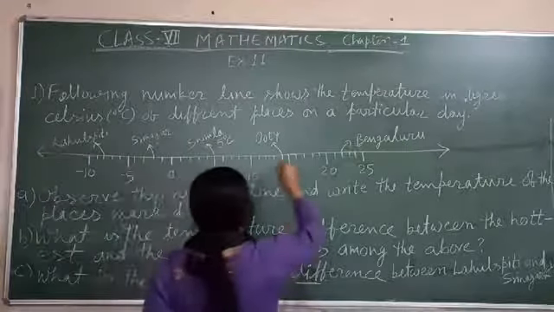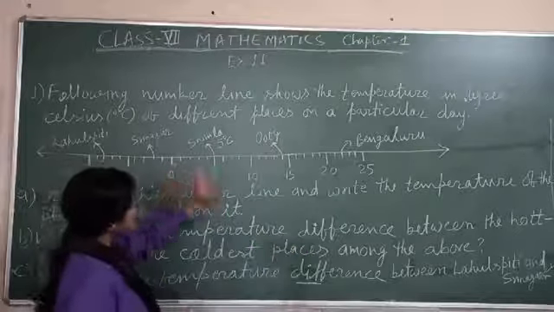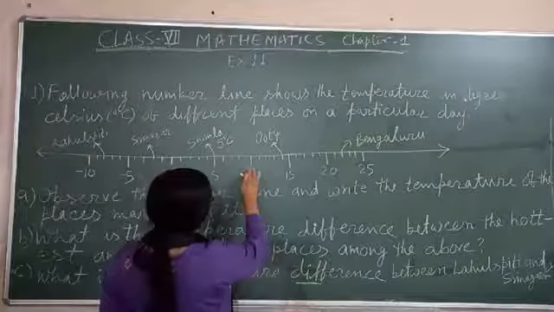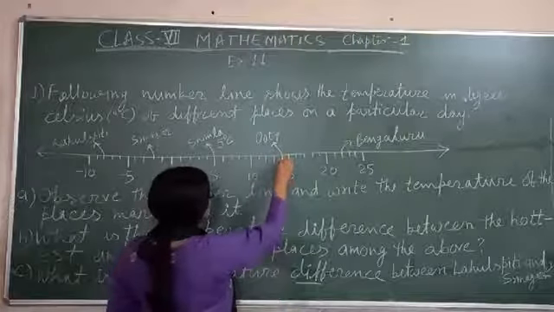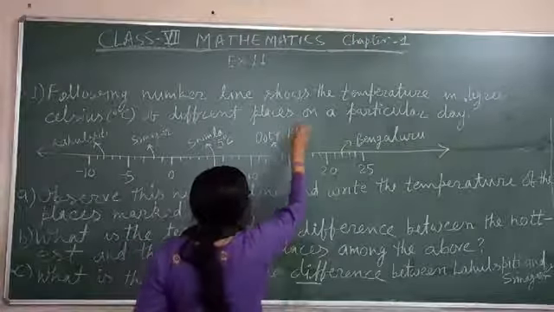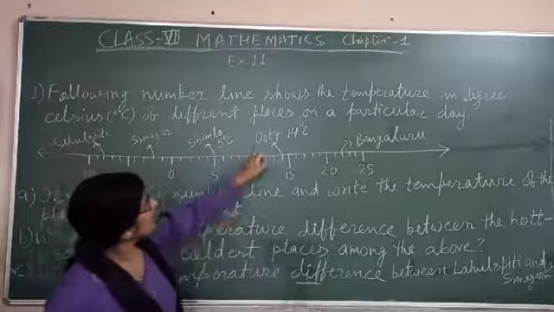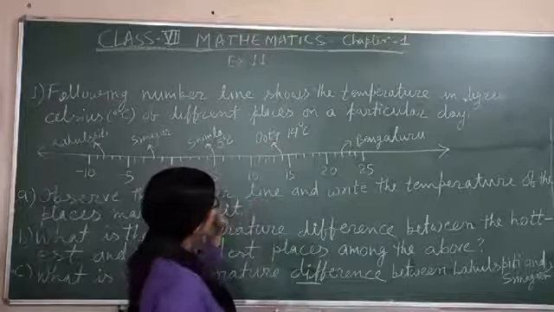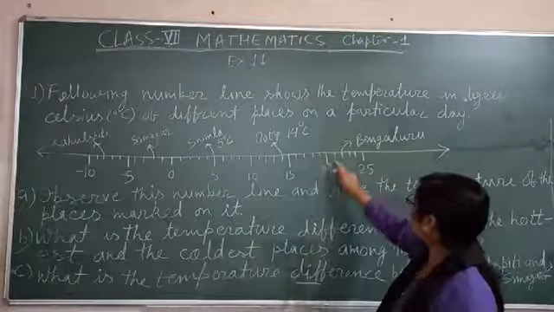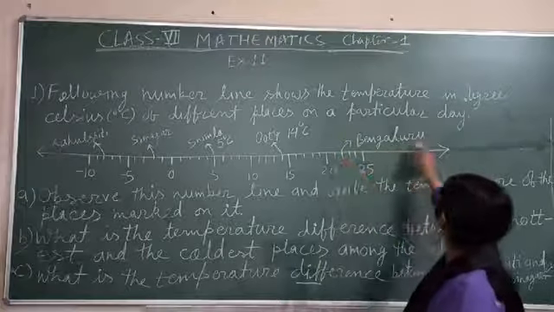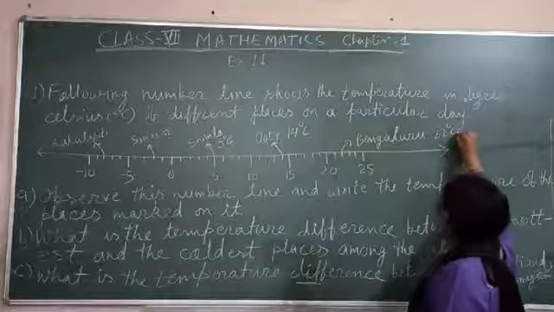Now, come to Ooty. Okay, now count from here. Here 10 is written. 10, 11, 12, 13 and this one 14. So here the temperature will be 14 degrees Celsius. Temperature of Ooty is 14 degrees Celsius. Now come to Bangalore. Here 20 is written, 20, 21, 22. So the temperature of Bangalore will be 22 degrees Celsius.